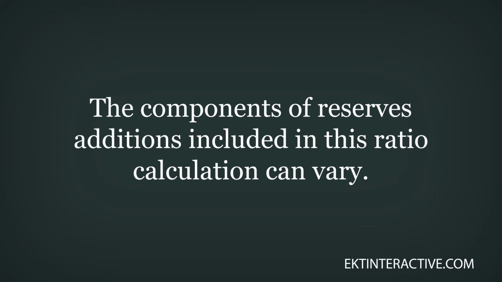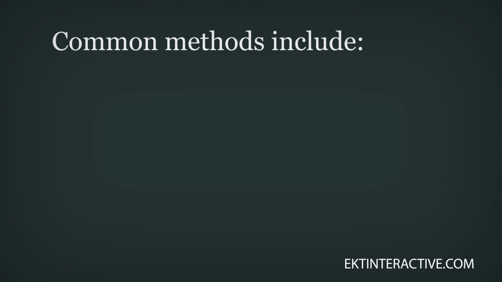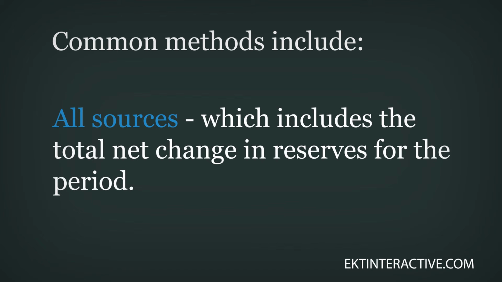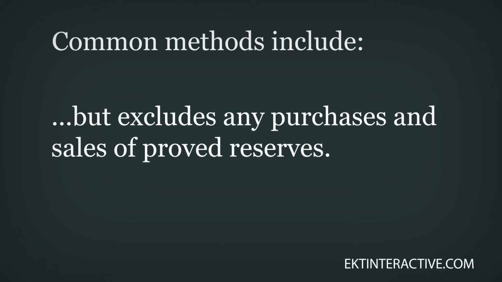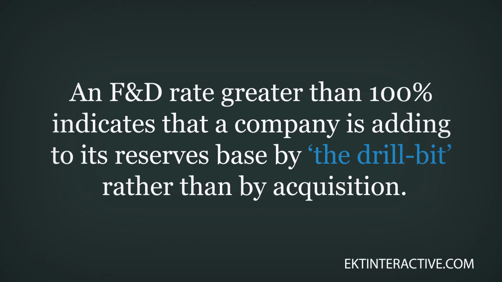The components of reserves additions included in this ratio calculation can vary. Common methods include, first, all sources, which includes the total net change in reserves for the period, and F&D additions, which include extensions and discoveries, improved recoveries and revisions, but excludes any purchases and sales of proved reserves. An F&D rate greater than 100% indicates that a company is adding to its reserves base by the drill bit rather than by acquisition.